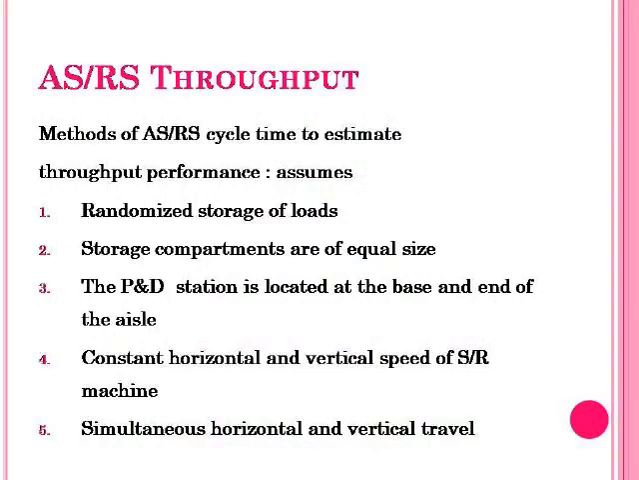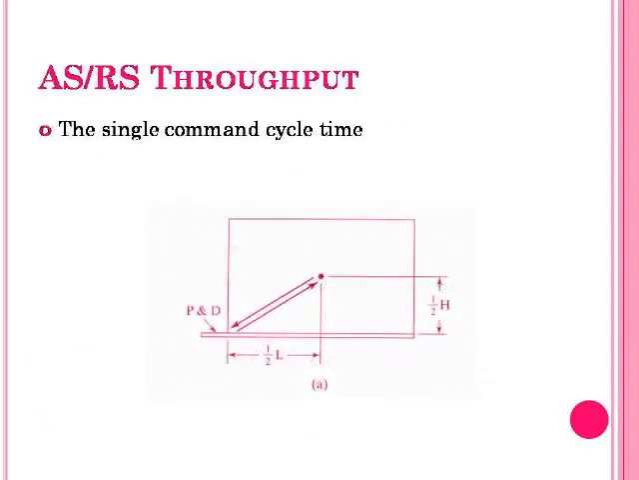SR throughput, methods to estimate SR cycle time. Throughput performance assumptions: randomized storage of loads, storage compartments of equal size, the PD station located at the base and end of the aisle, and a constant horizontal and vertical speed for the SR machine. Simultaneous horizontal and vertical travels, so it can move like this. It won't move only horizontally and then vertically. Sometimes while moving horizontally, it also moves vertically, because these two motions are independent. In this, the time taken to reach the desired location is very short. The single command cycle takes it like this.